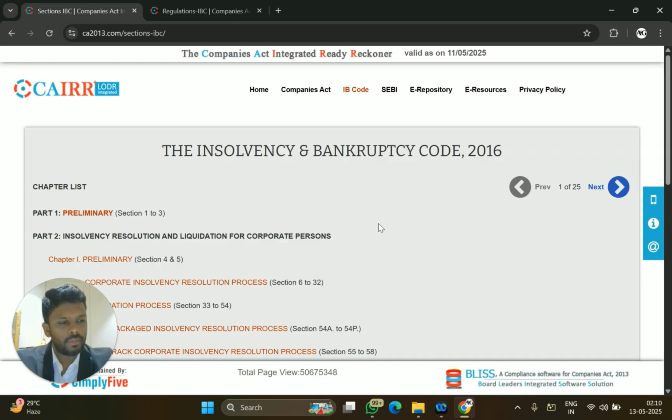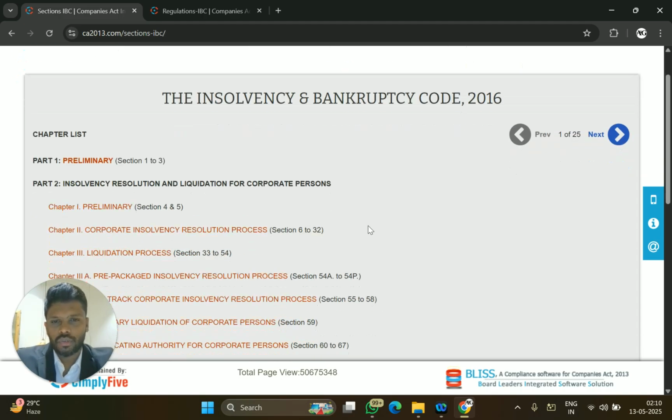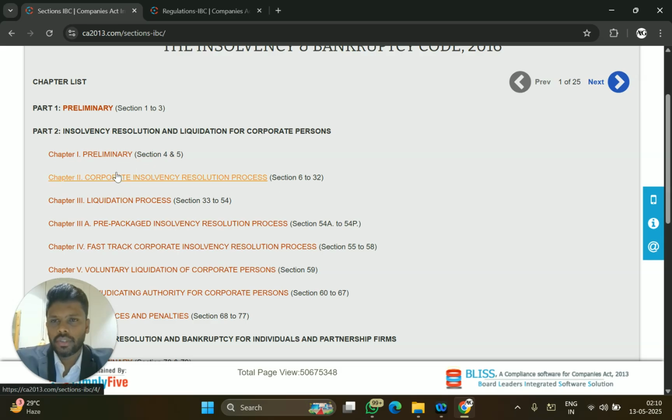Now let us come to the main corporate insolvency resolution process. On this website, the main sections of the insolvency code are divided first into parts and thereafter into chapters. Part two mainly deals with CIRP and the liquidation process of corporate debtors, that is, the corporate persons, the companies. Chapter one mainly covers the definitions and the pecuniary limits for triggering the code.